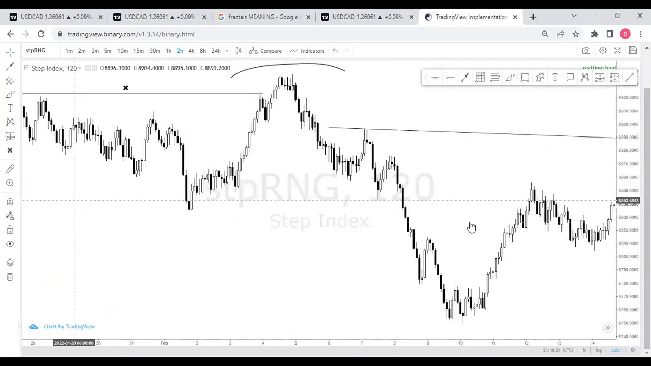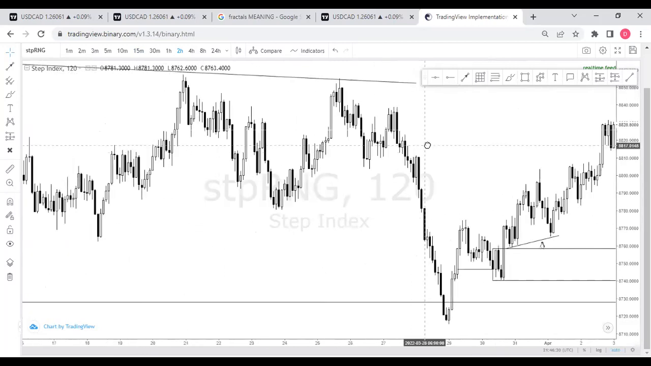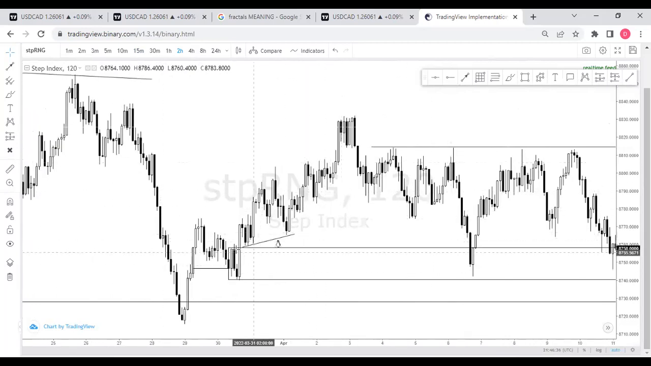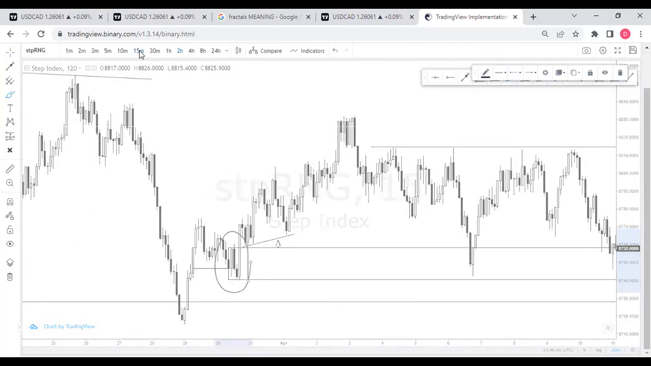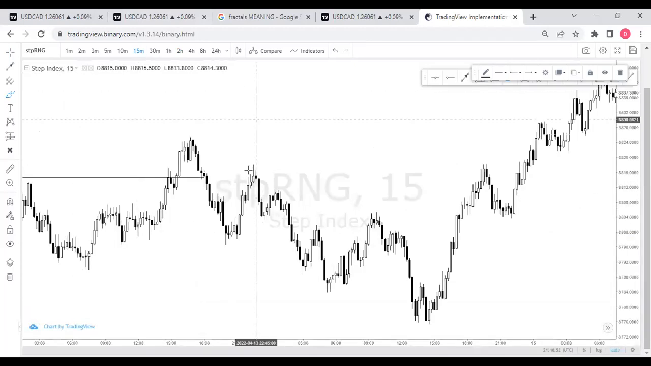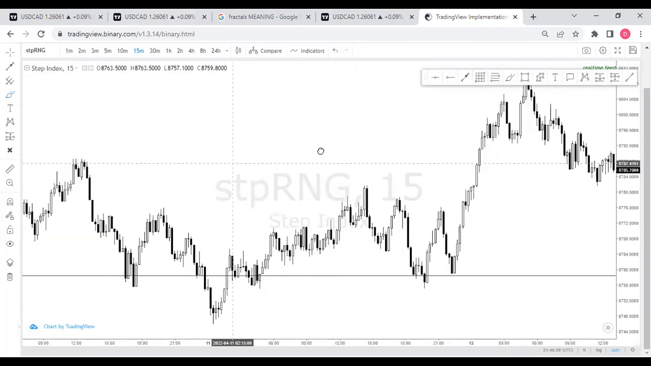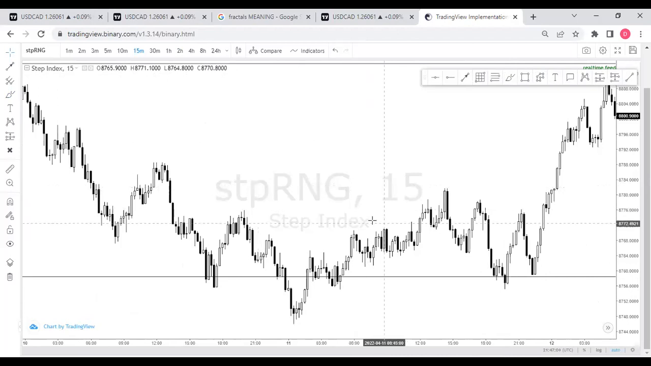Okay, so let's look at this area. What happened here in this particular area right here? Let's see if we can get that play. All right. I think seeing this.